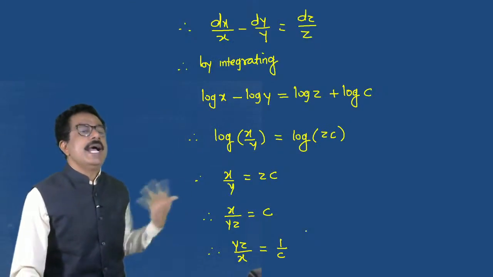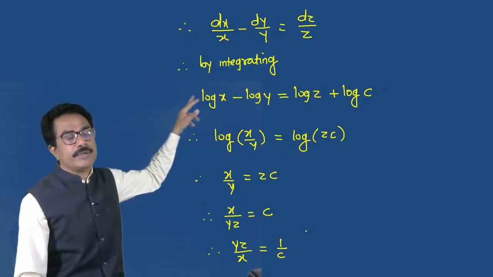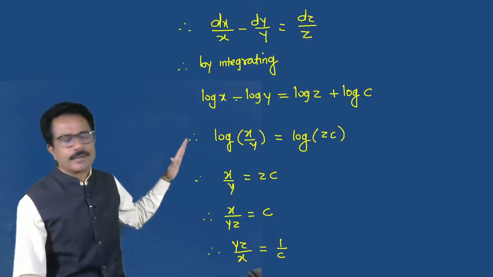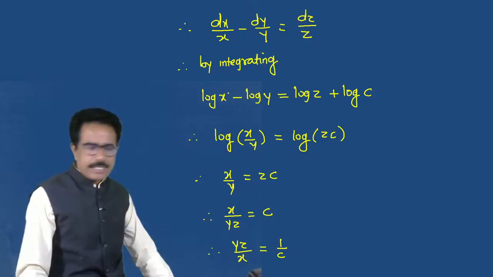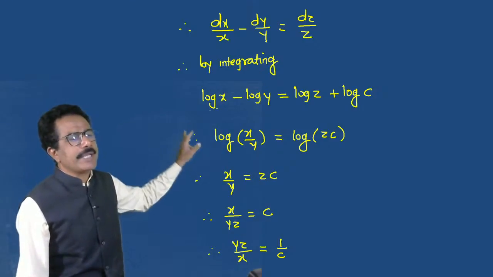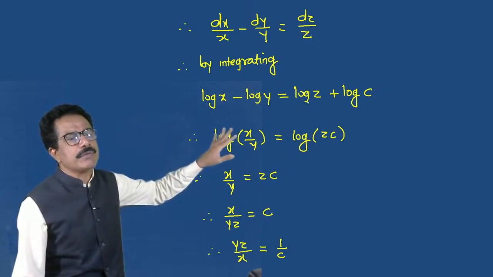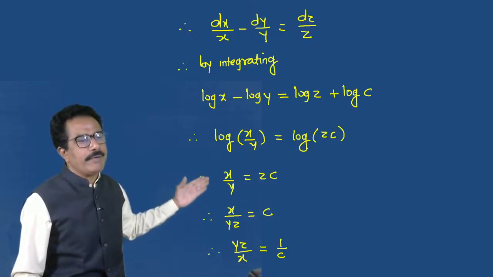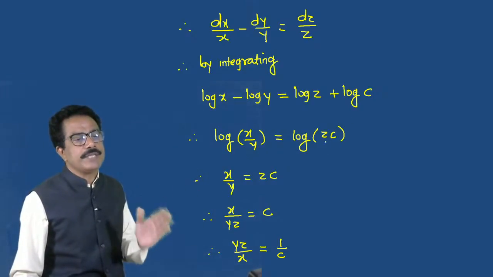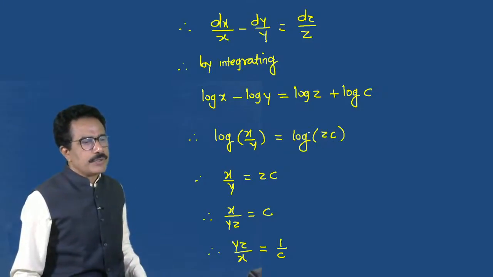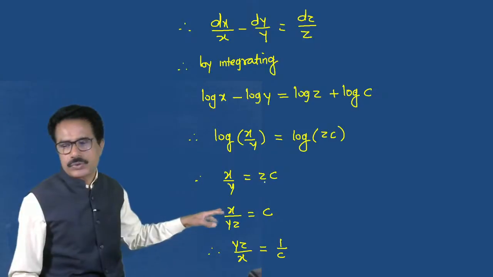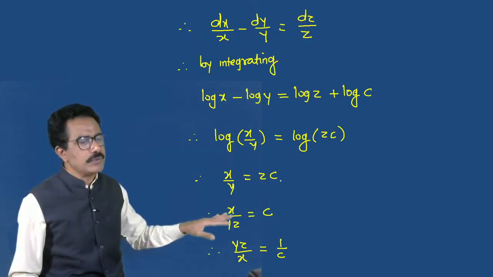Again by taking the integration, because this is a variable separation form, we can write log x minus log y, which is equal to log z plus log c. So log of x divided by y is equal to log of z into c. So log log cancel, x divided by y is equal to z into c.